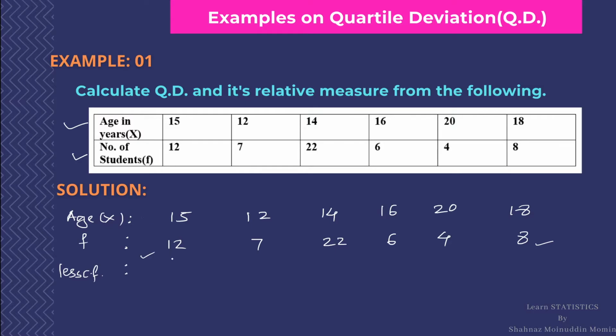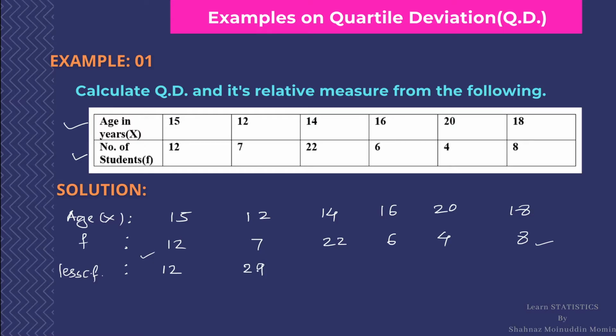Here we are going to obtain the less than cumulative frequency. Students may take less than or more than cumulative frequency to obtain the quartiles, but generally we use the less than cumulative frequency. To obtain it, we start from the top of the frequency, meaning 12. Write down 12 as it is. Then add 12 and its next frequency, 12 plus 7, that is 19.